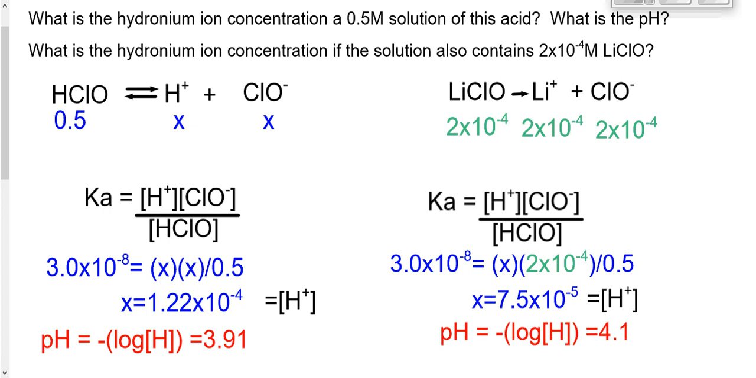When we add lithium hypochlorite to the solution, it dissociates completely to form lithium ion and hypochlorite ion. As before, the ion in common is the hypochlorite ion. In this scenario, we're going to end up with 2 times 10 to the minus 4 moles per liter of hypochlorite ion. This is going to be added to the amount of hypochlorite ion from the hydrogen hypochlorite. This ion is added in common. Since X plus 2 times 10 to the minus 4 will be approximately 2 times 10 to the minus 4, we can assume that this will be the approximate total concentration of hypochlorite ion.